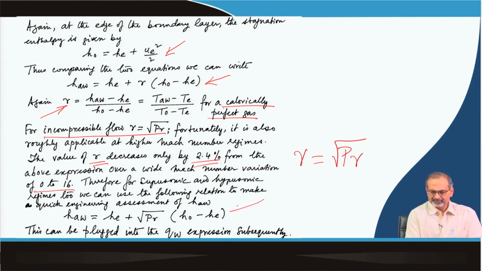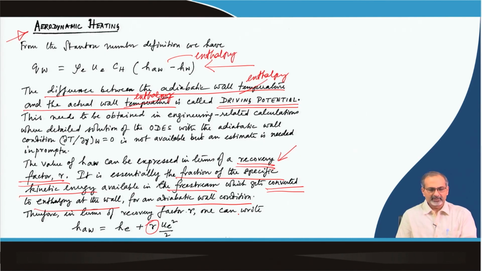And when you plug it in, you find that the adiabatic wall enthalpy level will be in terms of H E, under root Prandtl number, and the difference between H naught and H E. So, this can be plugged into the QW expression subsequently, so that you are able to get to a point where you express the aerodynamic heating in terms of the driving potential, Stanton number, and the rho E U E product.